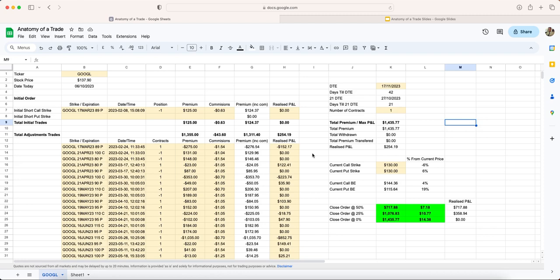Now, what you can see in front of you is my put strangle spreadsheet that I use to track individual positions. I'm not going to go into this in a lot of detail. I just really want to talk about the content in terms of my Google position that I had on.